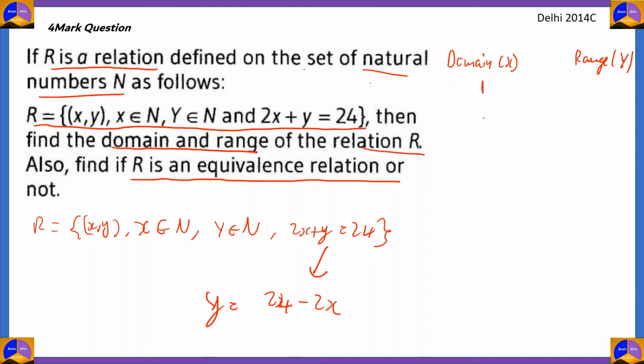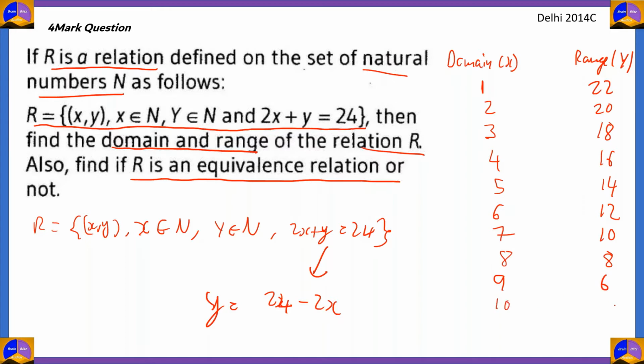So for x equals 1, y is 24 minus 2, that's 22. For x equals 2, y is 20. For x equals 3, y is 18. For x equals 4, y is 16. For x equals 5, y is 14. For x equals 6, y is 12. For x equals 7, y is 10. For x equals 8, y is 8. For x equals 9, y is 6. For x equals 10, y is 4. And for x equals 11, y is 2.